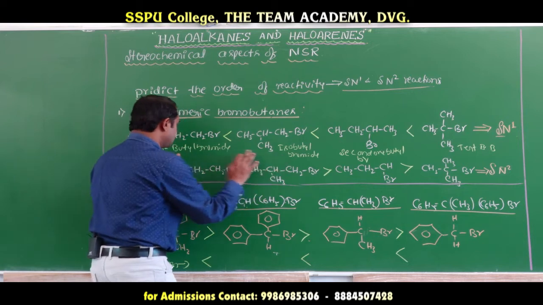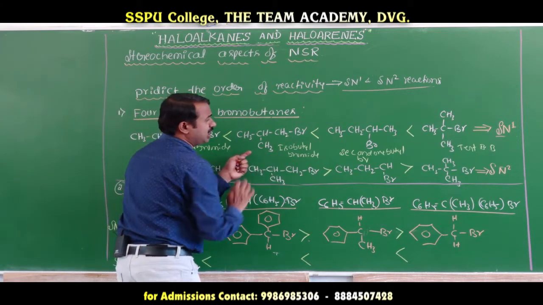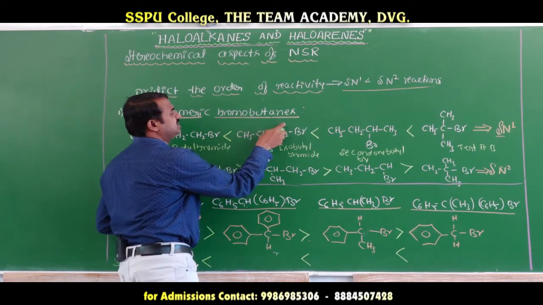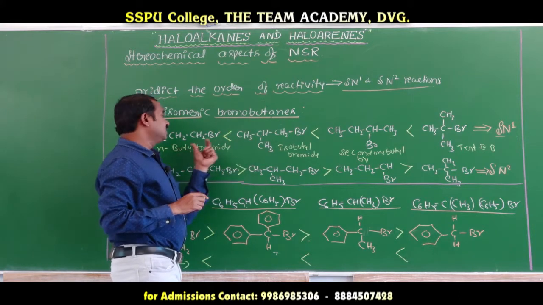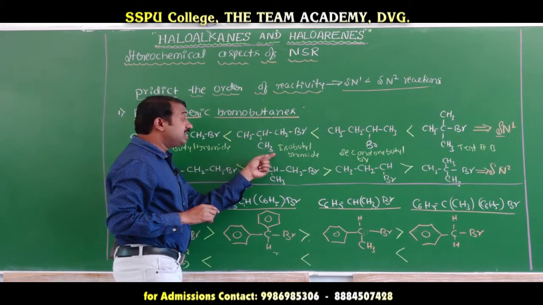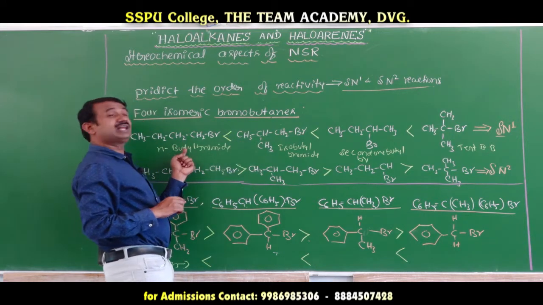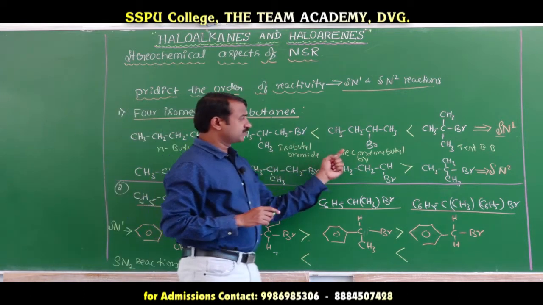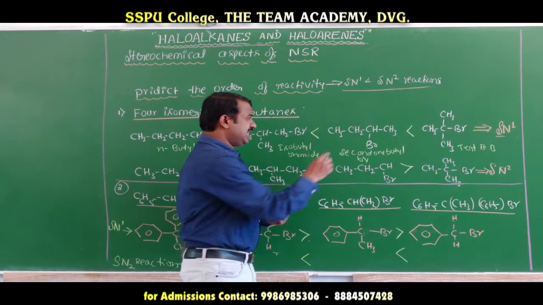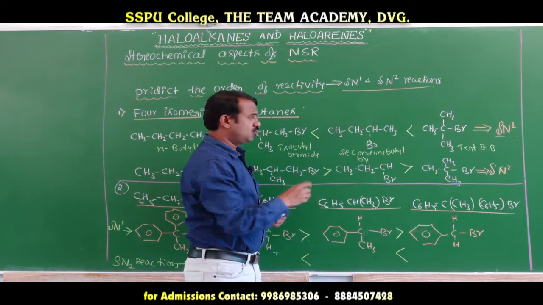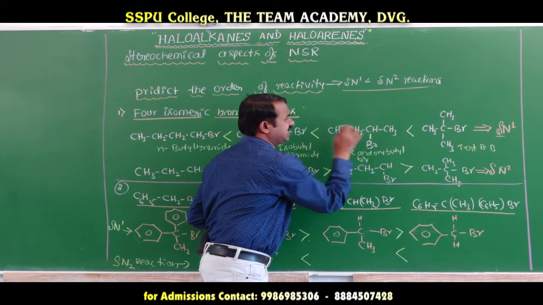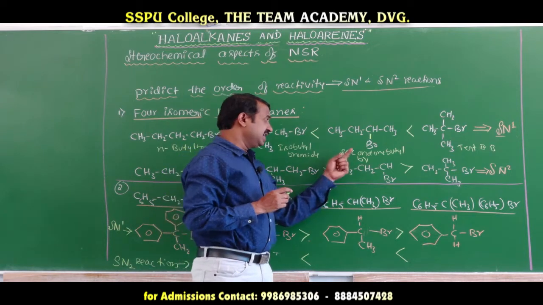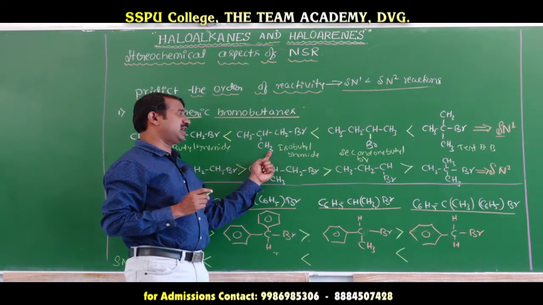Compared to this one, here N-butyl bromide and isobutyl bromide, a carbocation is formed, and when the carbocation shifts here it becomes secondary. That's why isobutyl bromide is more reactive than normal butyl bromide. Coming to secondary butyl bromide, here a secondary carbocation forms directly. A secondary carbocation is more reactive than a primary carbocation, which means secondary butyl bromide is more reactive than isobutyl bromide.